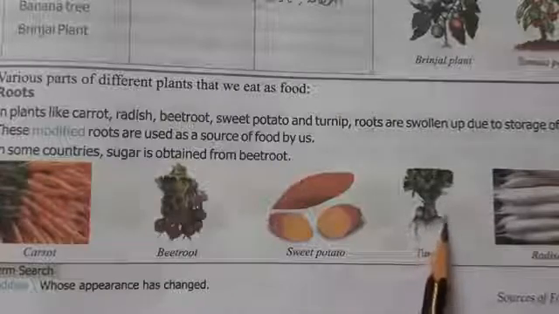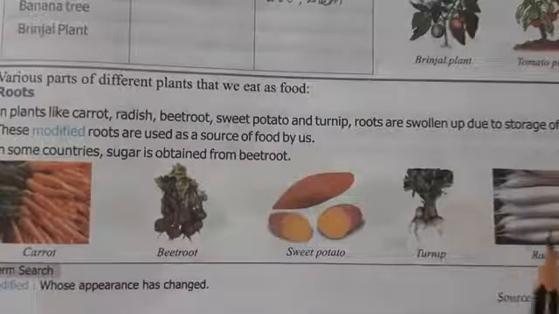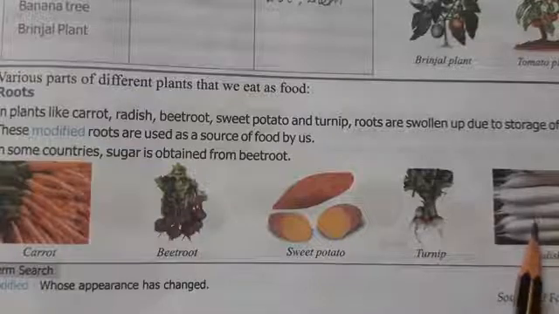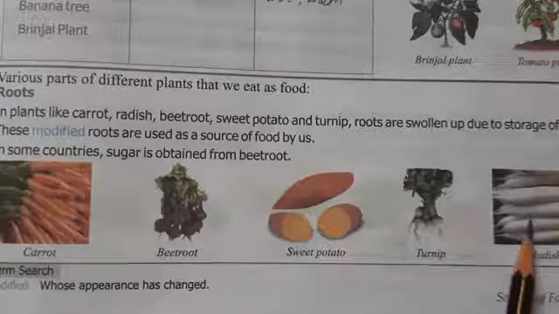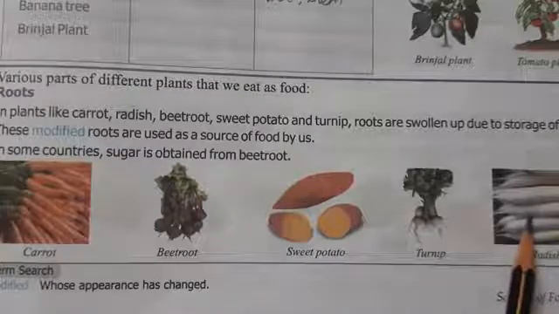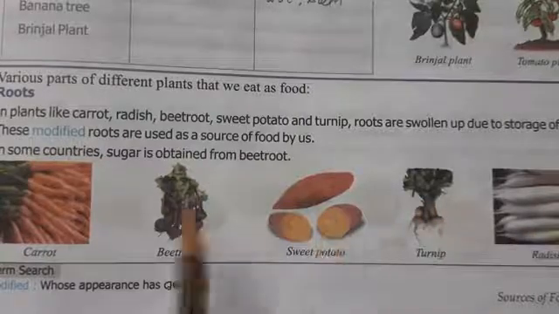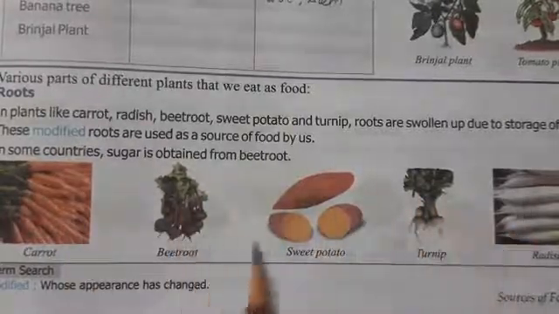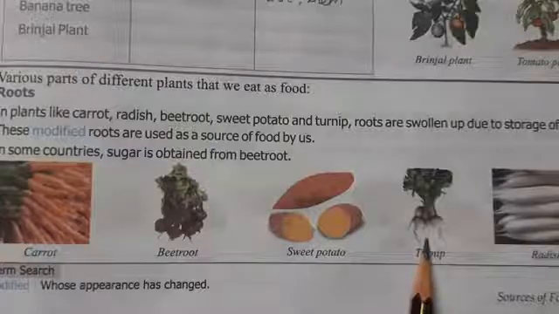The roots become swollen. As you can see, these are all underground. So the roots become swollen. Why? Because they are storing the food. That is why the roots become swollen, and these modified roots are eaten as food by us.